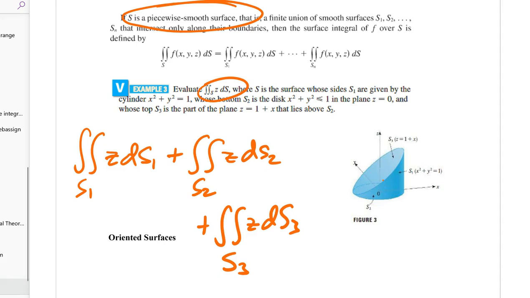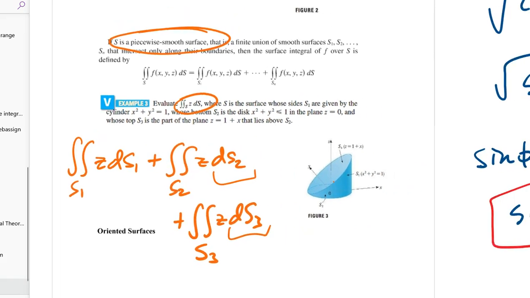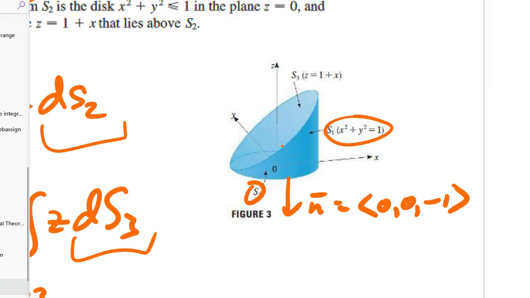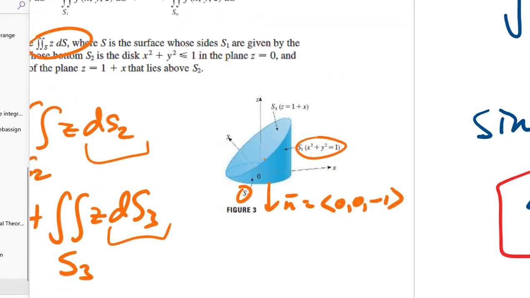And the hard part is finding this piece here, because it could be different everywhere. So for example, here on S2, n points straight down. So n will be 0, 0, -1. It's the outward normal. And then on this one here, okay, we can use the cylindrical parameterization.